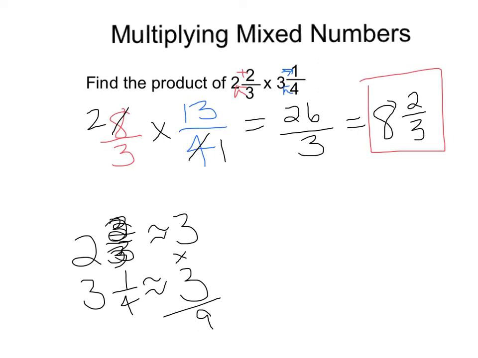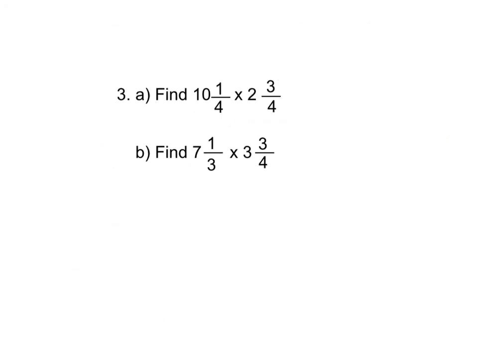8 2/3, that's pretty close to 9. So that's kind of a way to double check your answer. Does it make sense? Is it reasonable with our original equation? Yes, it is, because 8 2/3 is close to 9. Pause the video and try these two in your notebook. Remember to write down the original equation and then show all your work to how you found your answer.